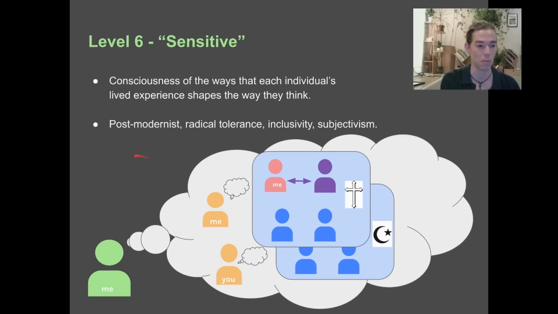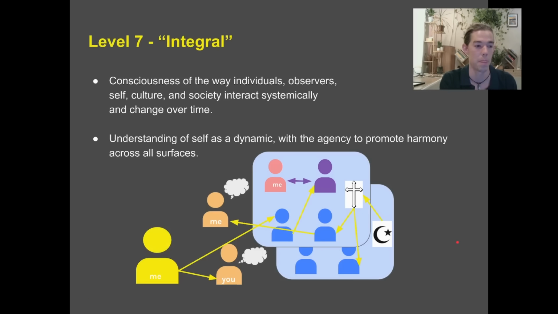This is postmodernist thought, this is radical tolerance, this is inclusivity, this is subjectivism, and there's something that feels a little groundless about it. This level can feel, from the inside, a little disturbing, because how can we say or do anything if every perspective is equally valid? Then there is no right and wrong anymore, not even according to me. What do we do about that?